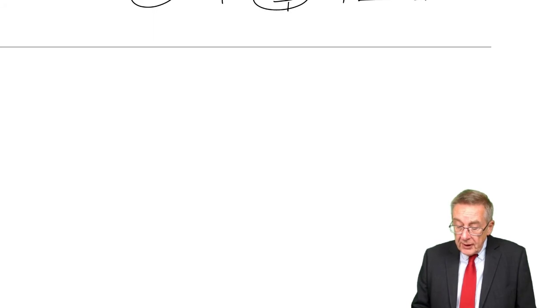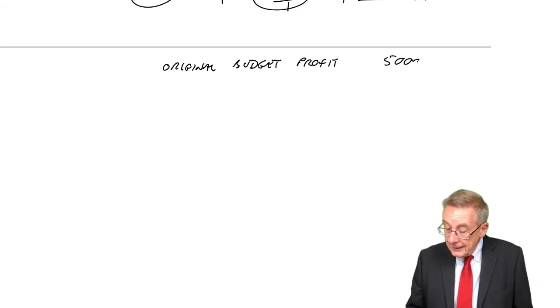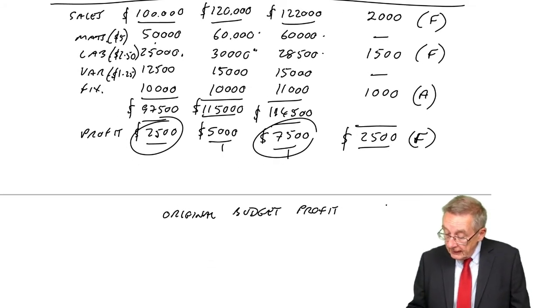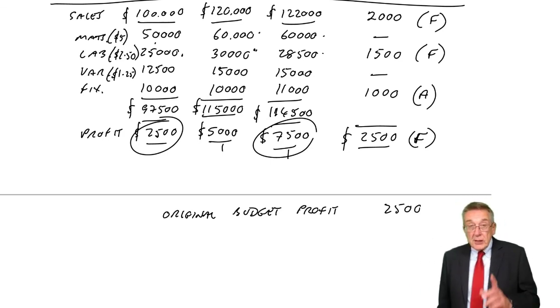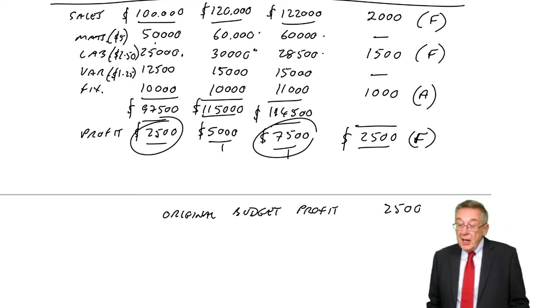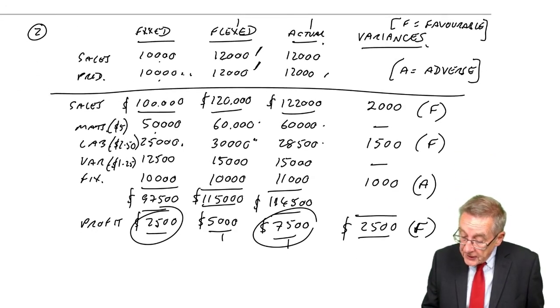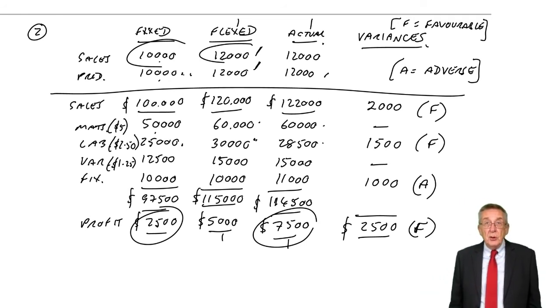And it'll start off saying, well, the original budget profit was 5,000. No, it wasn't. It was 2,500. I'm sorry. And again, management will want to know, why was the actual profit different? Where did we gain? Where did we lose? Well, the most obvious reason for the profit being different is we sold a lot more units. Obviously, if you sell more units, you immediately expect more profit.